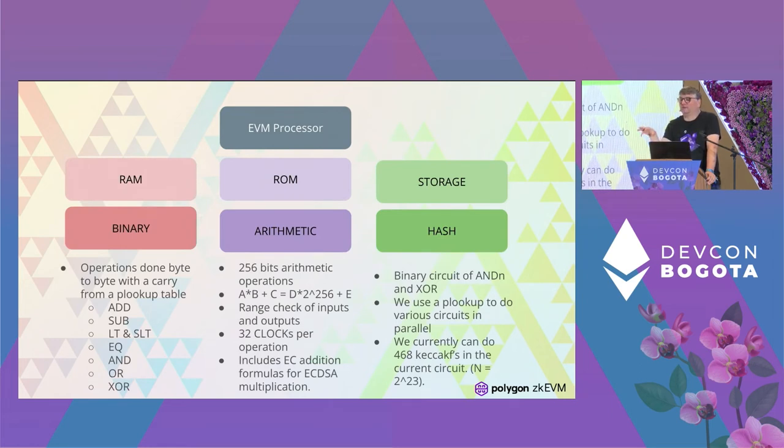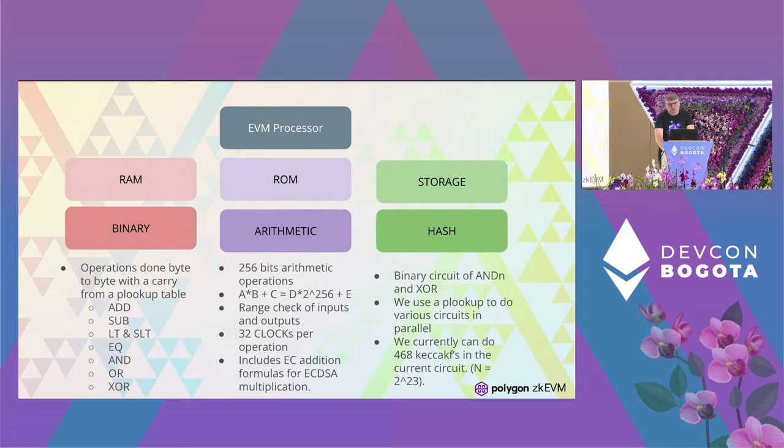It also has a kind of subprocessor that handles all the binary operations. Here it includes addition, subtraction, AND, OR, XORs, and so on. It also has a module for arithmetic. In the EVM, everything works in 256 bits, so this arithmetic circuit does all these operations in 256 bits.